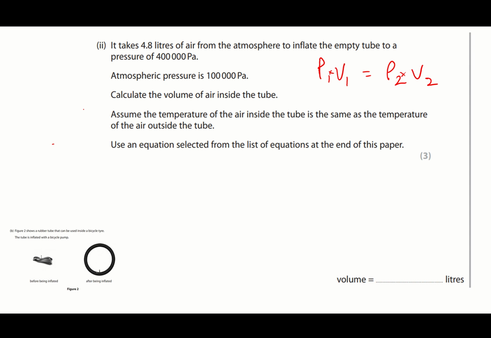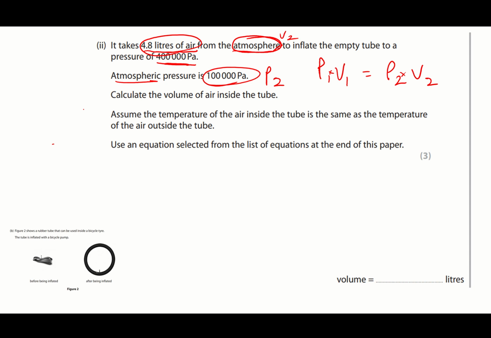So it says calculate the volume of air inside the tube. So what it's saying is I'm going to take 4.8 litres of air from the atmosphere. So that's there. It tells us the atmosphere is 100,000. So I'm going to set that to volume 2, and let's set that to pressure 2. That's all to do with the air. And what we're going to do now is take some of this air and we're going to put it into the tube, and that goes to 400,000.